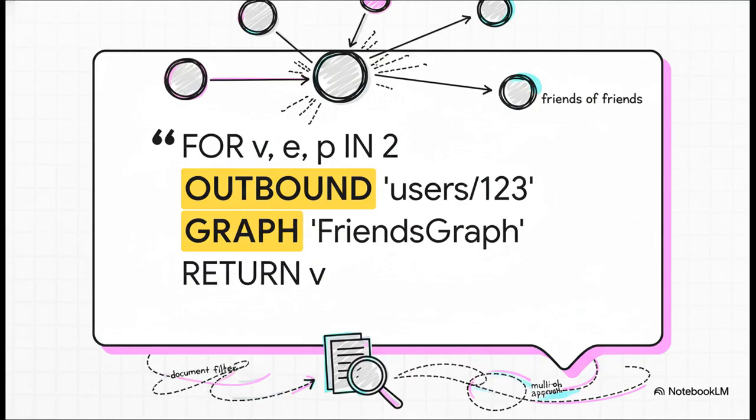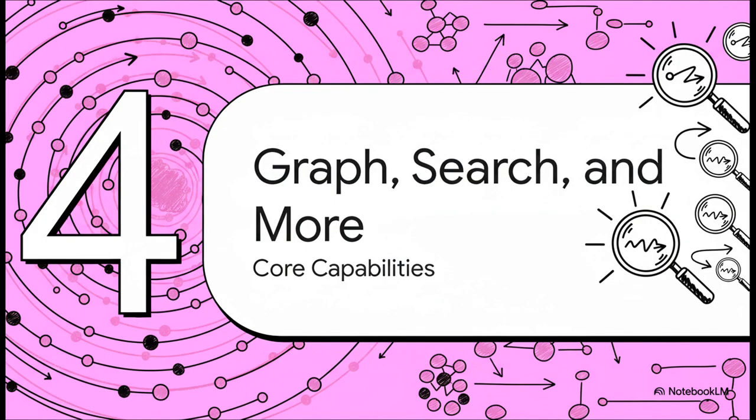Now, the real magic here is that you could actually combine this graph query with that document filter we just saw, all in a single command. That's the power we're talking about. So let's dig in and see how this unified engine powers some incredible native features. We're going to focus on 2 of the biggest game changers: graph and search.